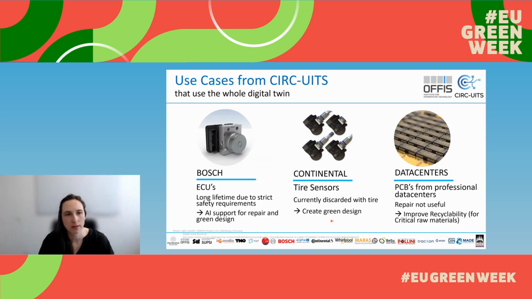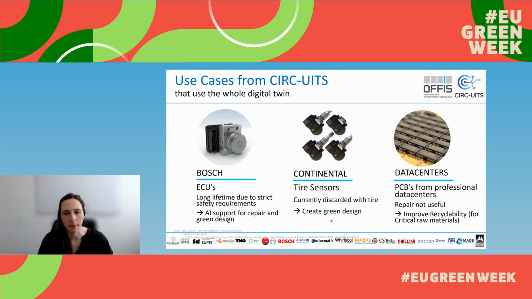So now on my last slide, I want to wrap up and just show some use cases from Circ-uits that use the whole digital twin. So we already heard about the Bosch use case with the ECUs, where the ECUs themselves have a really long lifetime due to strict safety requirements because we are in the automotive industry. And then we use the AI support for the repair assessment. And then Obot wants to do a green design.